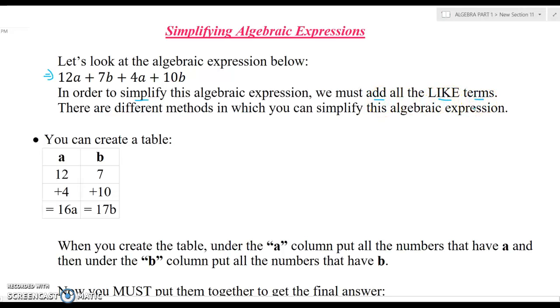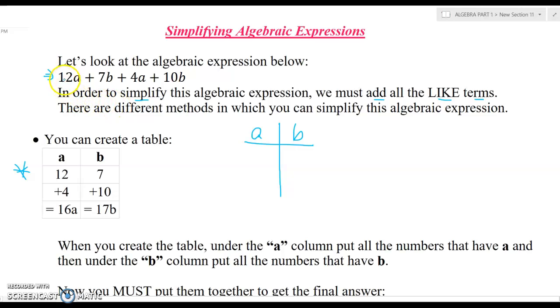There are different methods which we can use to do that. I'm going to show you the table method, which I have right here. So to create a table, first we need to figure out what letters we already have in our expression. We have A and B. So one heading will be A, one heading will be B.